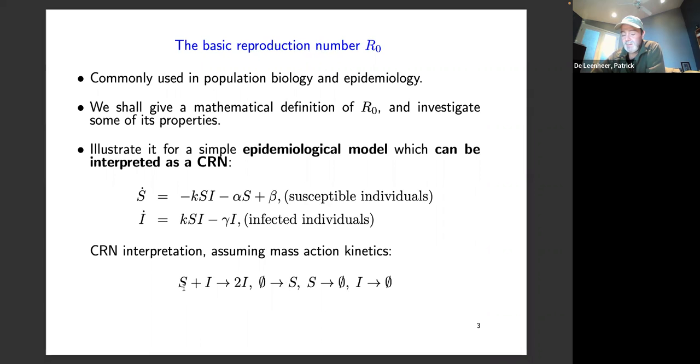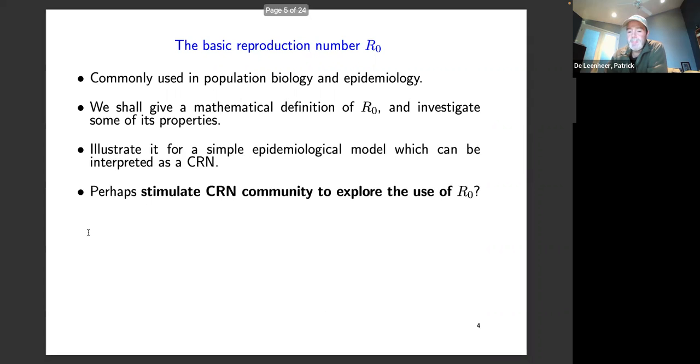So S plus I, if a susceptible and an infective come together, they give two infectives. And there's some demography, so there's births of susceptibles, and then susceptibles and infectives can die. Or they could go to a different class typically called recovered individuals, but let's think of them as death from this system at least. Okay, and so as I said, perhaps this talk will stimulate some of you in the CRN community to explore the use of R naught.